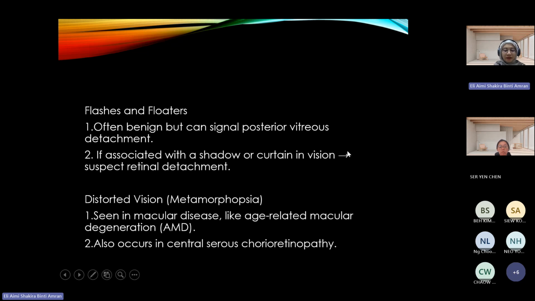Okay, next is distorted vision, metamorphopsia. So for distorted vision, what kind of test or instrument do we usually use to check for metamorphopsia? Amsler grid. Amsler grid, correct. Okay, so usually it's in AMD or central serous chorioretinopathy, CSC or CSR.